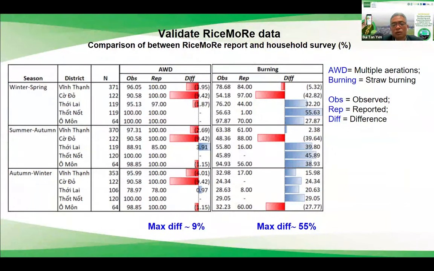But it's not so close if we look at the straw management. The difference is quite high, about 55%. This means it is difficult for the officer to estimate the amount of straw burned on the field, because it's not easy. They have to understand how the cutting is done after harvest time, and also the variety, to be able to estimate the correct amount of straw to be burned. So it's quite challenging and difficult. That's why the difference is very high. So it's an opportunity to have another component of remote sensing work to improve the accuracy of this report.